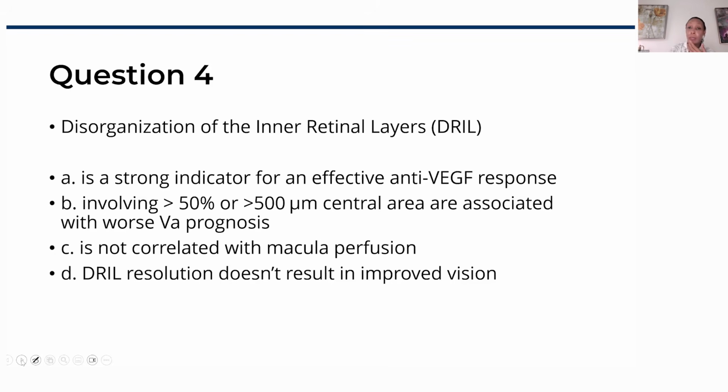And now disorganization of the inner retinal layers. So for DRIL, great. The studies have shown that it involves greater than 50% or more than 500 micrometers of the central area, that's a horizontal extent. It's associated with the worst visual acuity prognosis, and that's one of our more robust OCT biomarkers for visual acuity. So thank you for your time, and I hope that you have enjoyed the presentation, that it's helped a little bit with things. There's another question, do any HRF require angiograms?